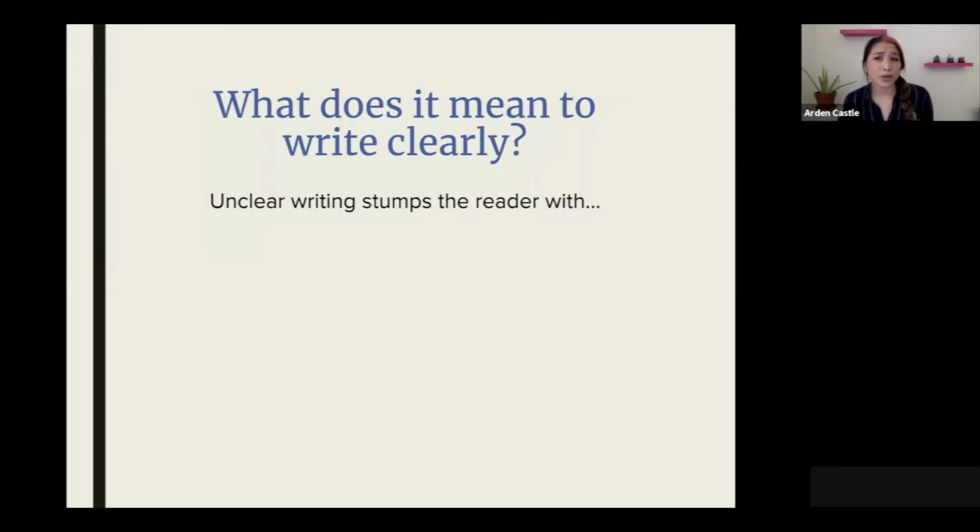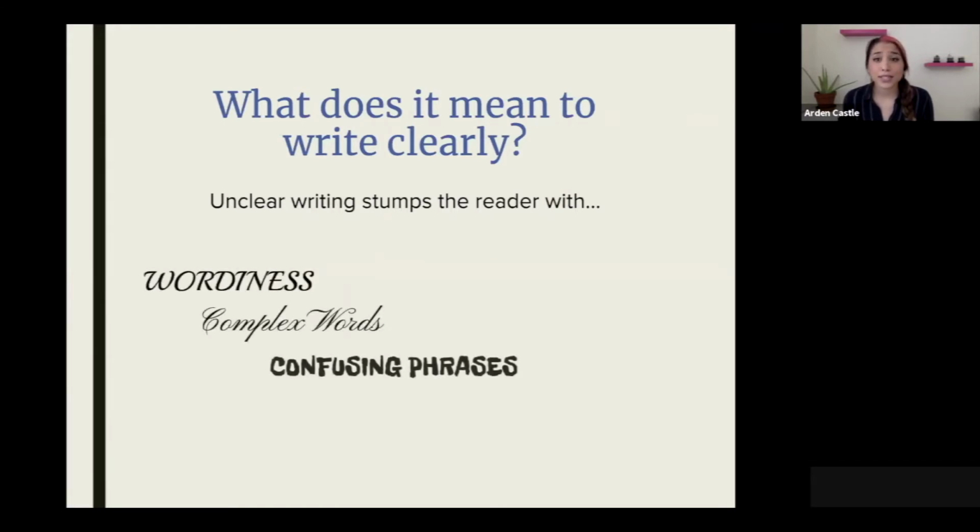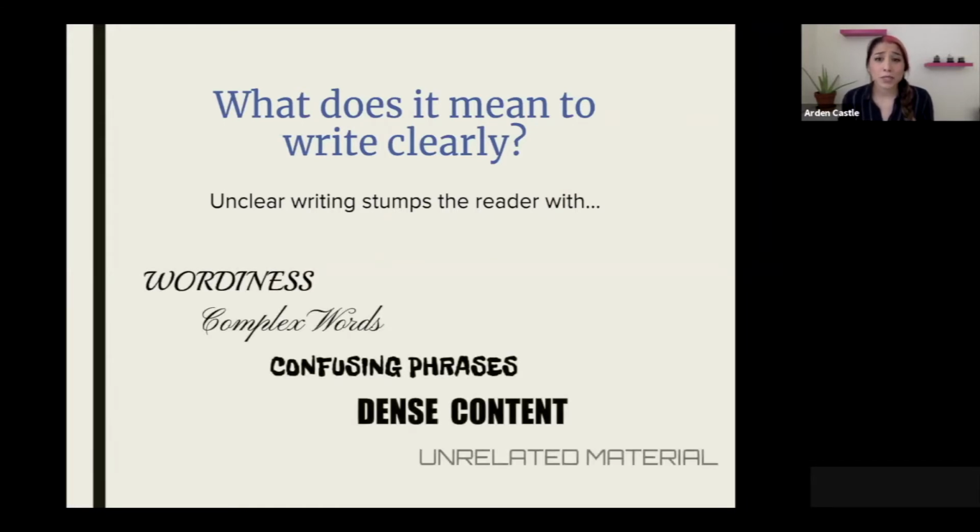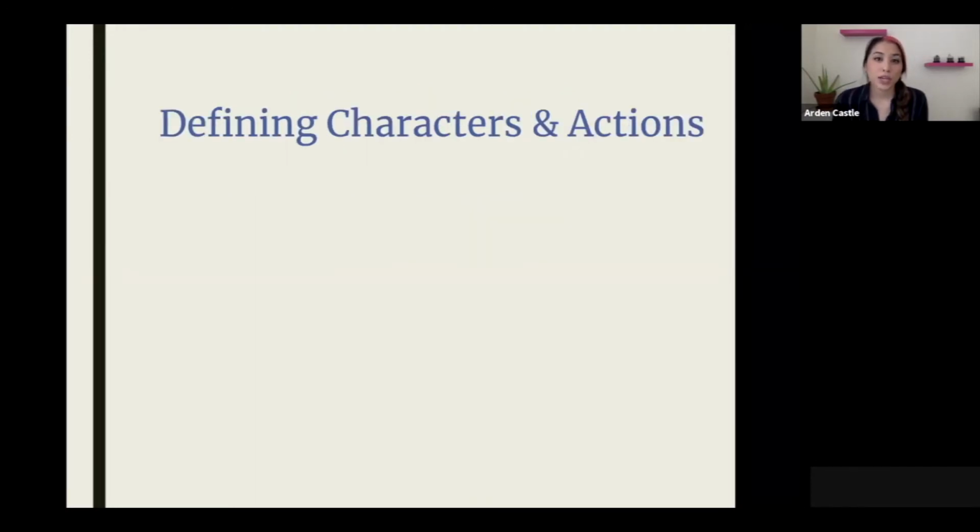But what does it mean to write clearly? Well, unclear writing can stump the reader with wordiness, complex words, confusing phrases, dense content, or unrelated material. That means that clear writing is direct and logical and effortlessly guides the reader to the main concepts. We can help guide the reader by clearly defining characters and actions.